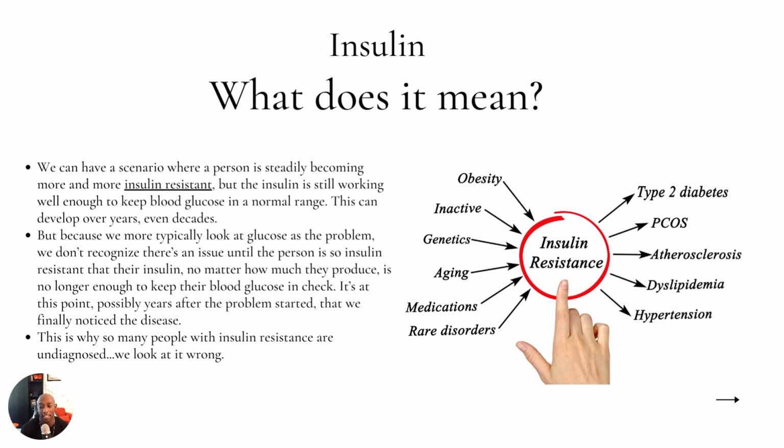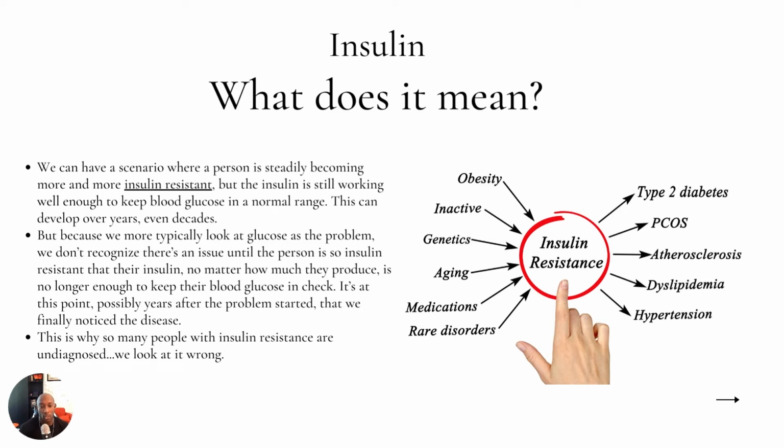So the wild thing about this whole insulin thing, and the reason why it intrigues me so much, is that you can have a scenario where a person is steadily becoming more and more insulin resistant, but the insulin is still working well enough to keep their blood sugar in a normal range. And this can develop over years or even decades.